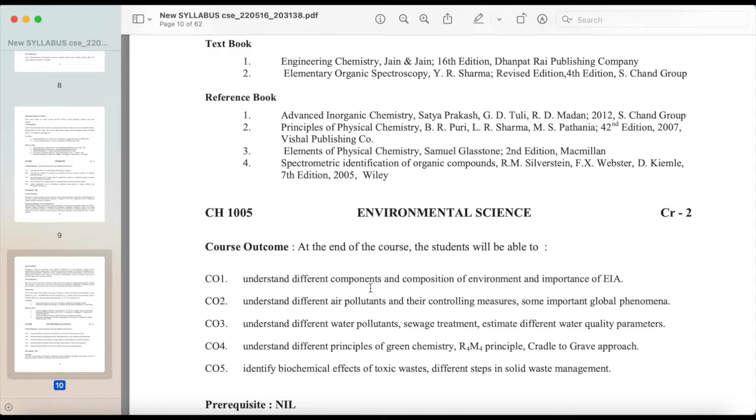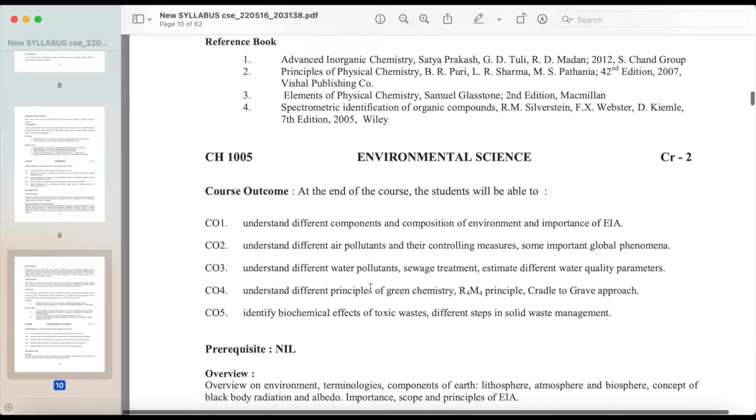Puri, L.R. Sharma, M.S. Pathania, 42nd edition, 2007, Vishal Publishing Company. 3: Elements of Physical Chemistry, Samuel Glasstone, 2nd edition, Macmillan. 4: Spectrometric Identification of Organic Compounds, R.M. Silverstein, F.X. Webster, D. Kiemle, 7th edition, 2005, Wiley. Next, Environmental Science, course outcomes.